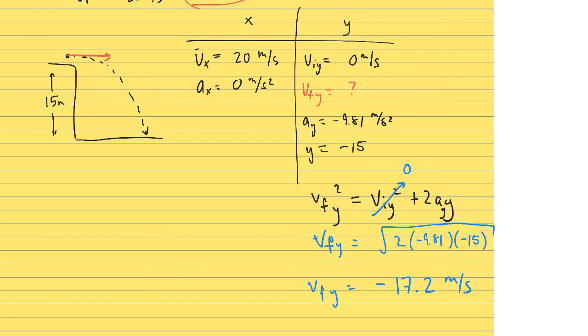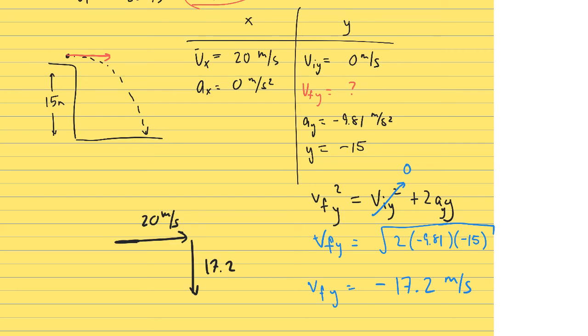The X is always 20 in this problem, always. So if I want to find the overall velocity or the overall impact speed at the end of the problem, I need to put the pieces back together. The X velocity is shown like this. The Y velocity is shown like this.